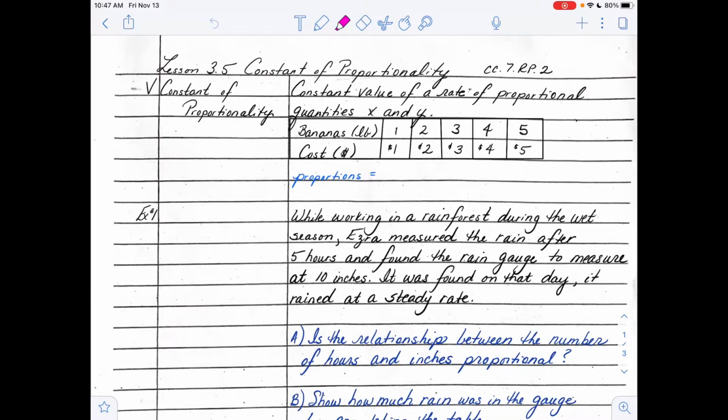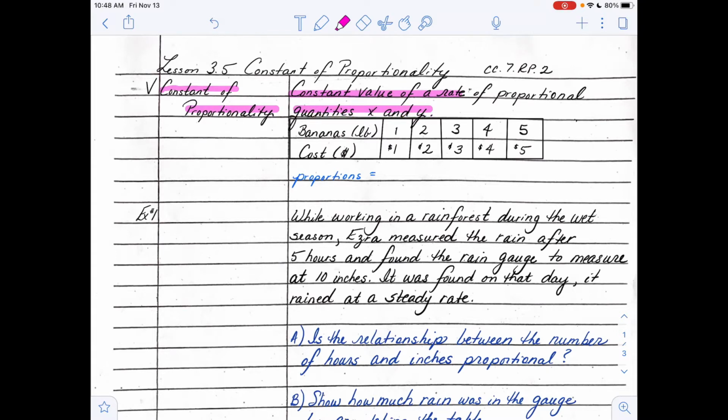Okay, today we're going to be talking about something called the constant of proportionality. I know it sounds confusing, but proportionality is showing that there is a proportional relationship between the quantities x and y. Constant meaning that they are constantly the same. It is not changing. So that vocabulary word, constant of proportionality, is, like I said, showing a constant value of rate between the quantities of x and y.